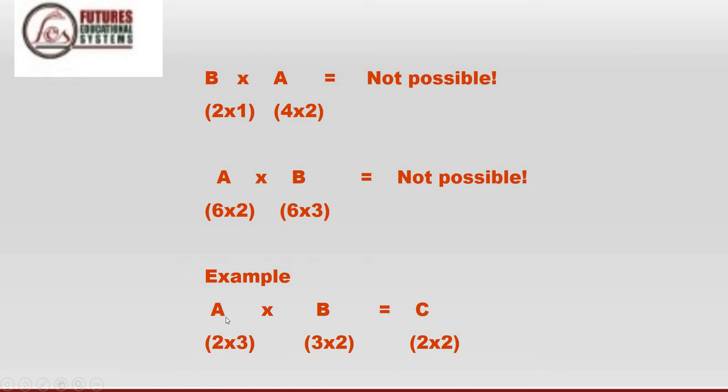But in this example, if we have two matrices A and B, matrix A in order 2 by 3 and matrix B in order 3 by 2, we can do this operation because the columns of the first matrix equal the rows of the second matrix, and the result is 2 by 2.